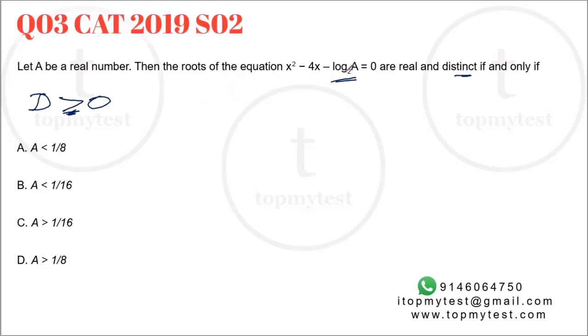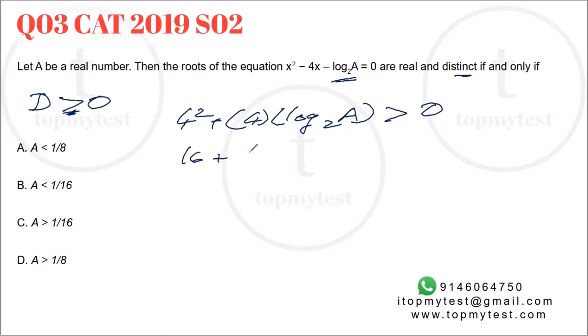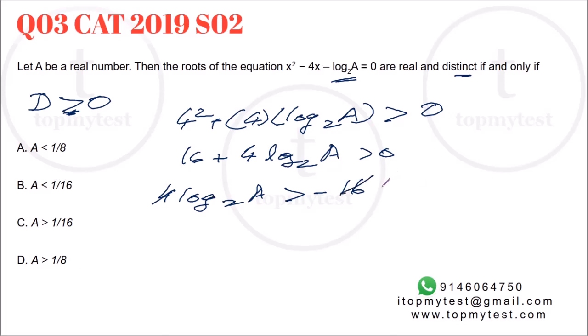So let's find the discriminant. This will be 4 square minus of 4 times log 2a. So minus of minus will become plus. This should be greater than 0. So in other words, this will be 16 plus 4 log to the base 2 of a should be greater than 0, or 4 times log to the base 2 of a should be greater than minus 16, so log a should be greater than minus 4.